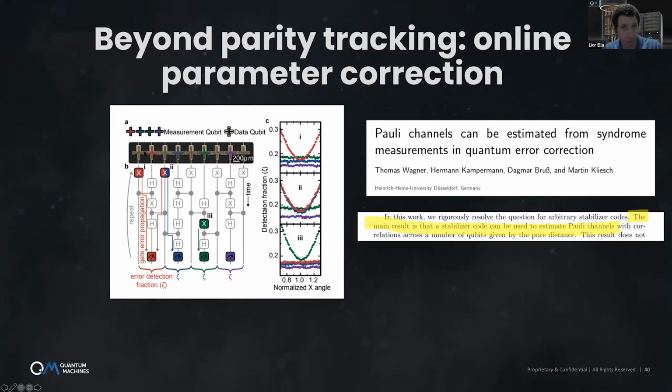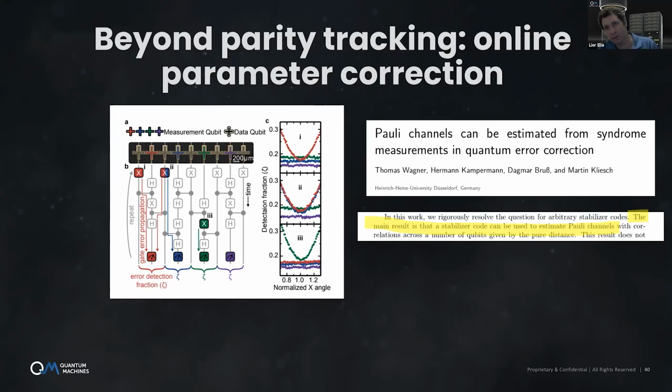So it's in principle possible to do it, and because the OPX uniquely allows us to take any measurement outcome and to use it in a feedback loop to correct for the amplitude of the pulses, the frequencies of the pulses, and almost any parameter that you have in your system, you can use this to do online correction.